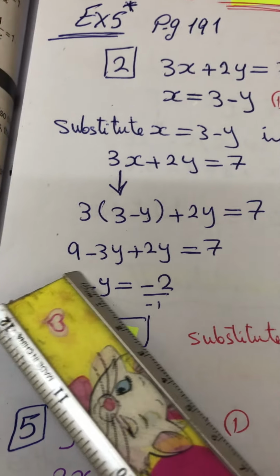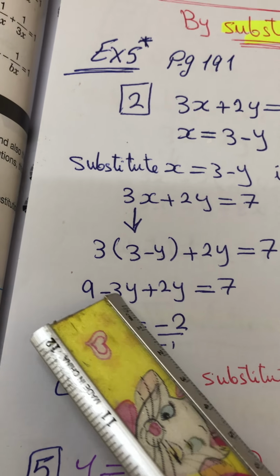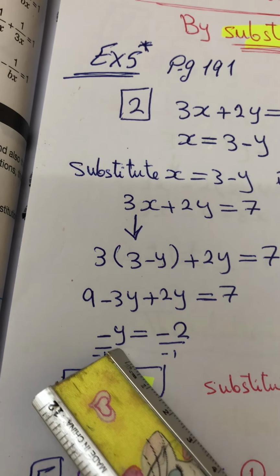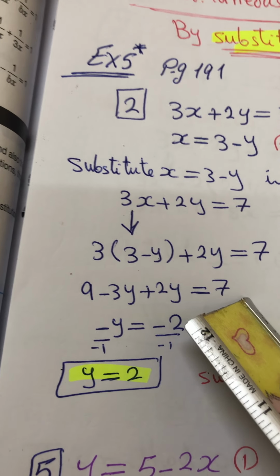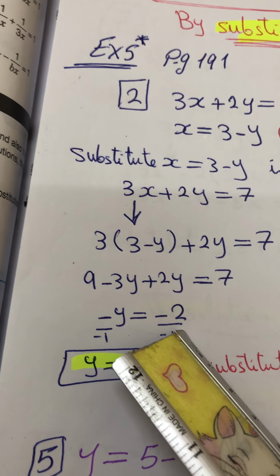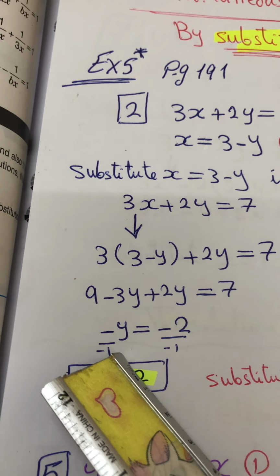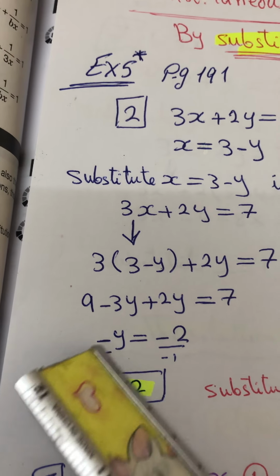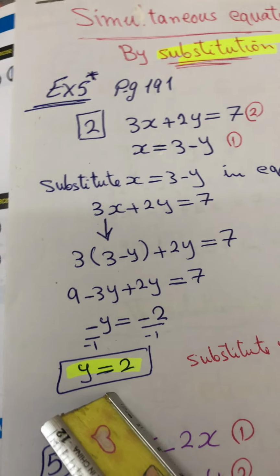Collect the y's you have. So here we have negative 3y plus positive 2y equals negative y, and the 9 goes to the opposite side with a negative sign. So negative 9 and positive 7 equals negative 2. It is not suitable to give the answer as a variable with a negative sign, so I'll divide by negative 1 on both sides. So y in this case equals 2.